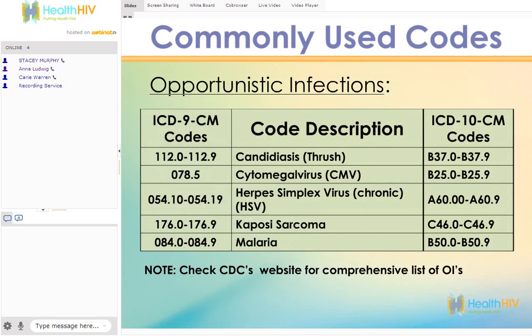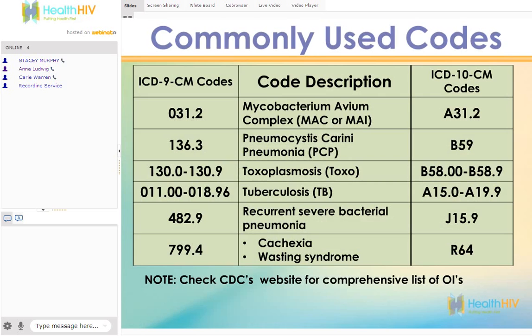We also spoke about patients that have AIDS-related conditions. Those AIDS-related conditions are known as opportunistic infections. So if you look at this slide, I put the most common AIDS-related conditions or opportunistic infections on the slides for you. You have your candidiasis or your thrush. This is the code range. CMV, this is the code range. This is the code range for your HSV, A60.00 to A60.9. So these are your code ranges for the most common opportunistic infections.